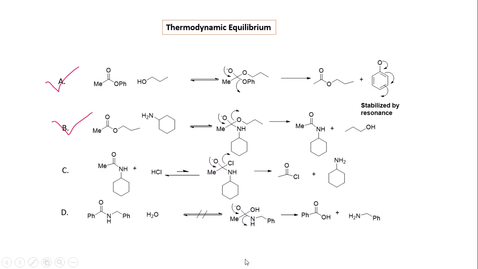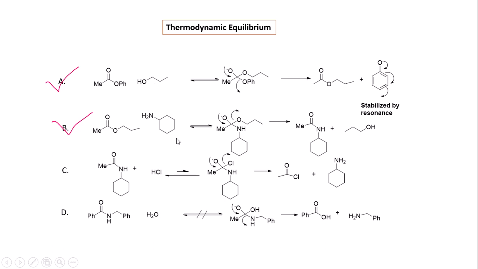Now we go to thermodynamic equilibrium. What is thermodynamic equilibrium? We know that esters can easily be interexchanged, that is, transesterification reactions can occur with different alkyl groups on the esters. Here the alcohol attacks the carbonyl, producing a tetrahedral intermediate, and then this tetrahedral intermediate undergoes cleavage of the C-O bond, producing the phenoxide ion, which is stabilized by the resonance effect. So the forward reaction can also occur.